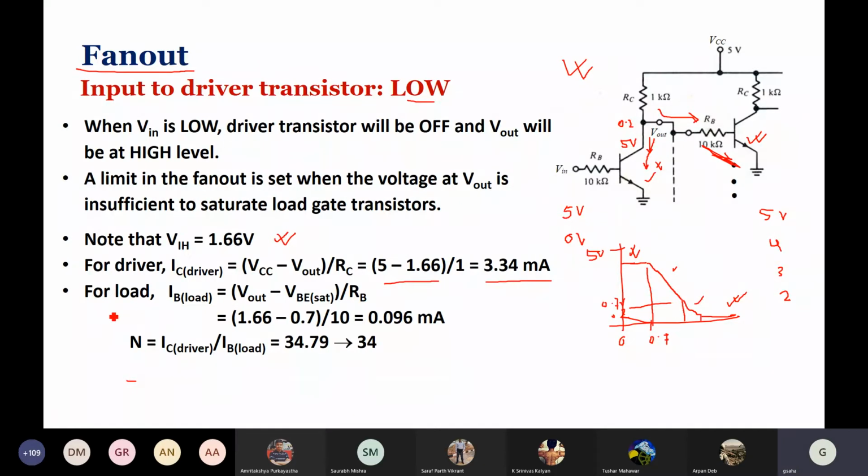Now, at that point of time, when it is at 1.66 volt, what is happening at the load? What is the load current that is flowing through these RB and the B junction? At that time, this load current is the output voltage minus the saturation voltage VBE sat. We have considered 0.7 volt, but we can consider 0.71, 72, 73. But this is fine for a quick calculation.